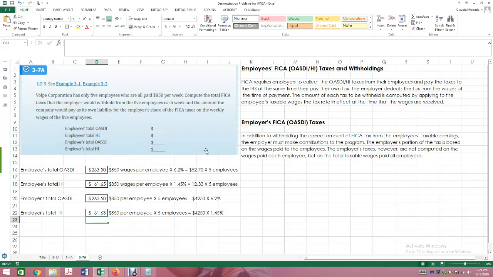Remember, the employee taxes are calculated on an individual basis. The employer taxes are calculated on the total. How much did I pay my employees in total? Once I get my total, then I multiply by my rate. Slight difference in calculations. So this is how we calculate each of the taxes for both the employee and for the employer. Those are the 3 problems that I'm going to go over for this specific homework 3A assignment.